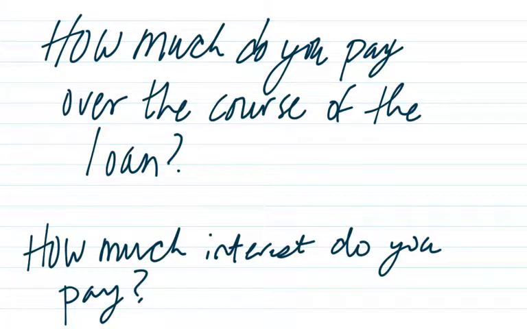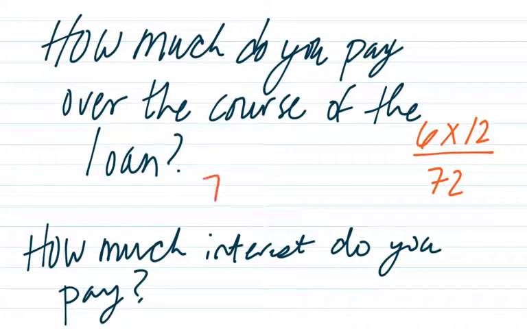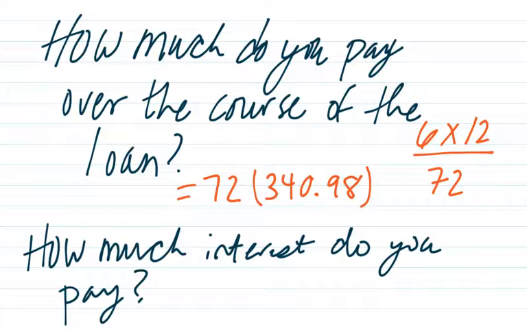Now we're going to answer the question, how much do you pay over the course of the loan? If you think about it, if it's a 6-year loan and there are 12 months per year, the term of the loan is 72 months. So we take that 72, the number of payments that will be made, and multiply it by the amount you pay each payment, which was $340.98. That will tell you the total amount that you pay over the course of the loan.